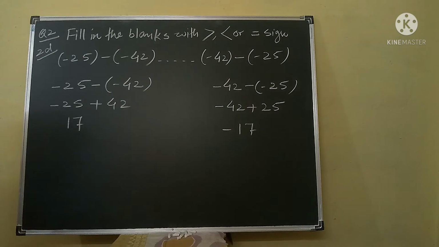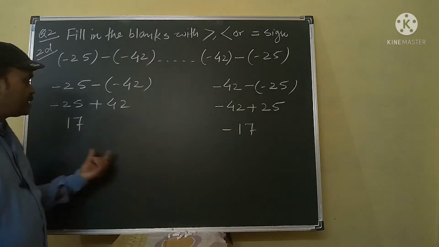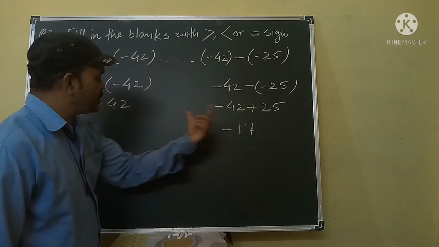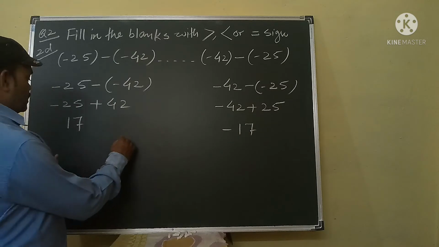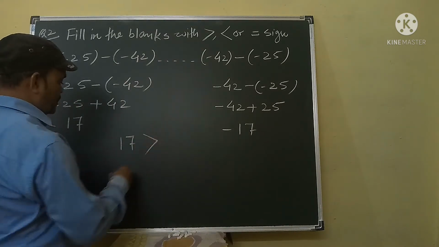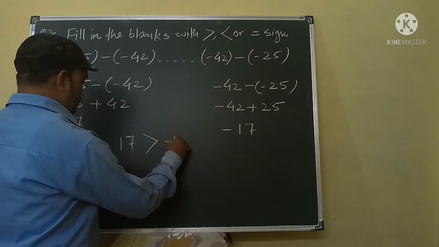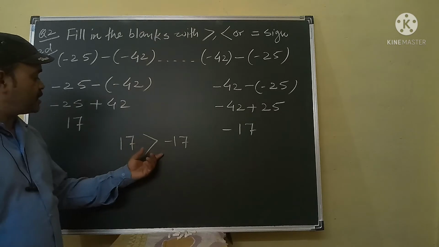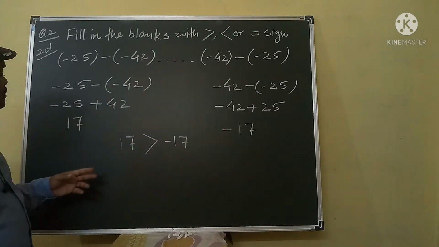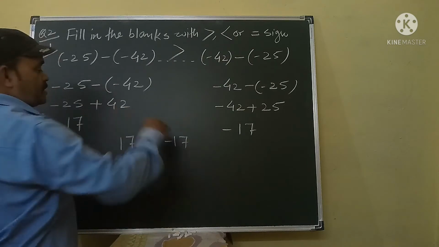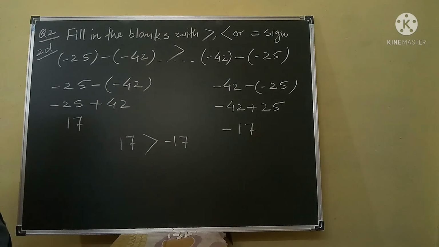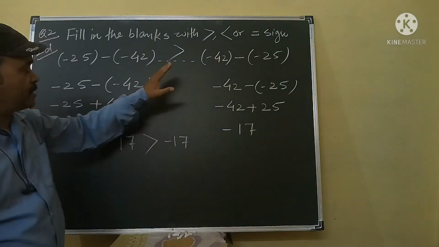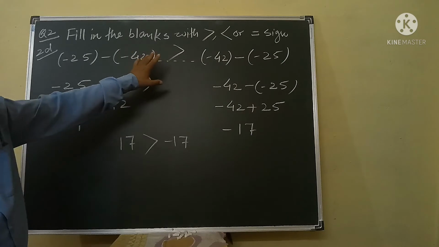Then we will compare. This is 17, this is minus 17. This is a positive integer, this is a negative integer. You know very well a positive integer is always greater than a negative integer. So there will be a greater than sign. That means the first part is bigger than the second part. This is your required answer.